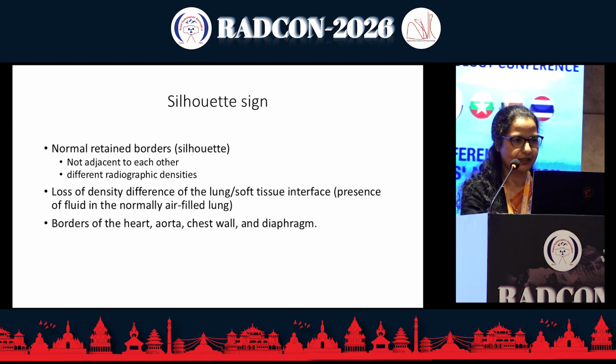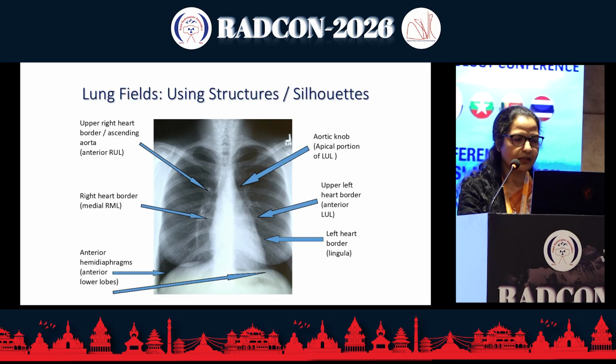It is called silhouette sign. If the borders are normally retained, either they are not adjacent to each other, or there are because of the different radiographic densities. Now let's see it. So using structures and silhouette, the upper right heart border is adjacent to the upper lobe of the lung anterior segment. So any pathology in that area, this border will be obscured.